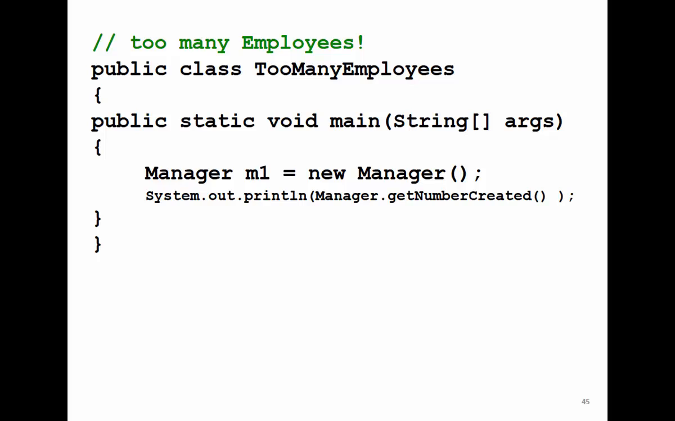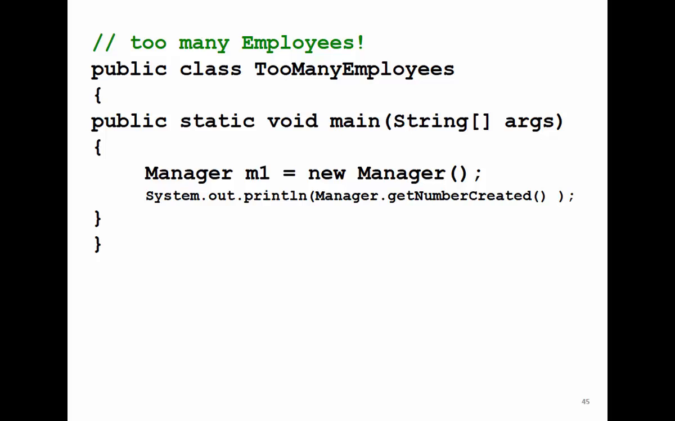Someone now creates a main method, and inside this main method says new Manager, and prints Manager.getNumberCreated. Now getNumberCreated is a static method. It's not defined inside Manager. It's defined inside Employee. So the compiler will look inside Manager. Is there any getNumberCreated? No. It will look inside Employee. Yes. And you can see here we are not using m1 dot, because this is a static method. We can use the name of the class, so we use Manager dot.